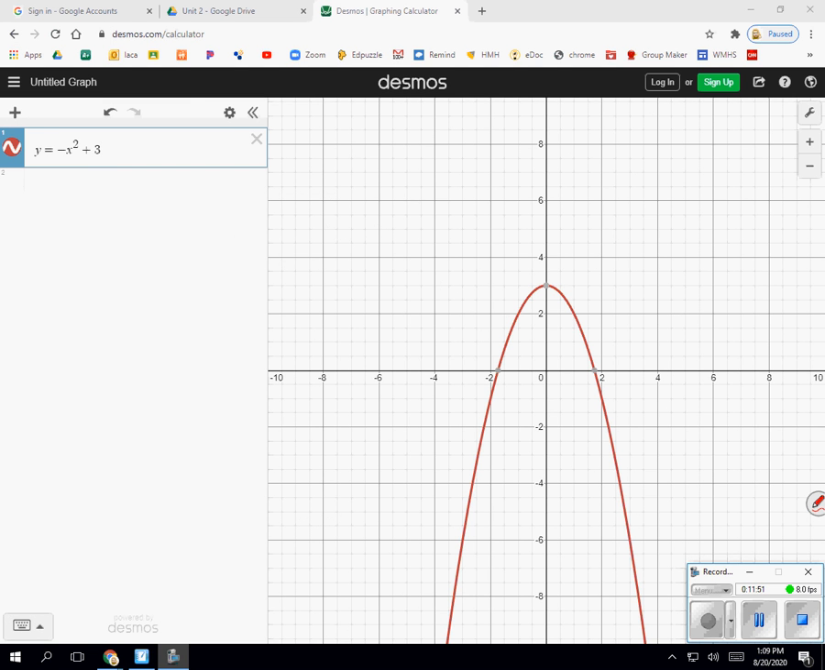Okay, here we have the equation y equals negative x squared plus 3. Okay, so we need to talk about the domain, we need to talk about the range, and whether or not it is a function.